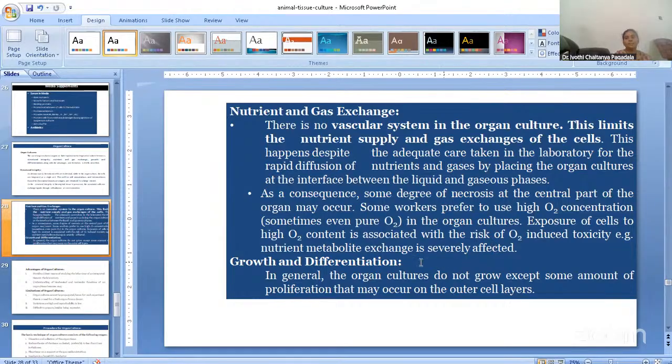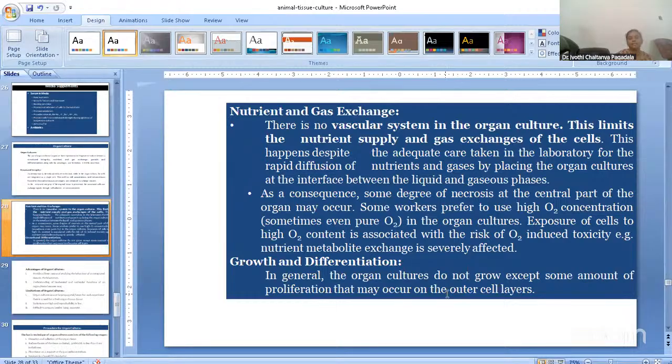Some researchers use high oxygen concentration, sometimes even pure oxygen, in the organ culture, but exposure of cells to high O2 content is associated with the risk of oxygen-induced toxicity. Nutrient and metabolite exchange is severely affected, and so are growth and differentiation.